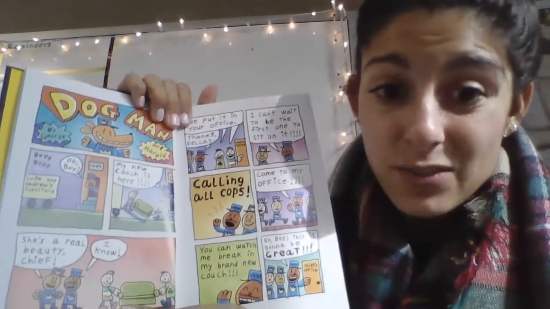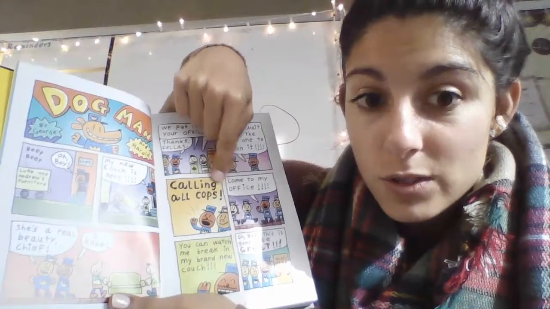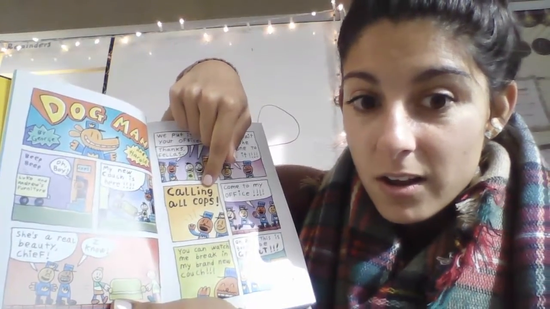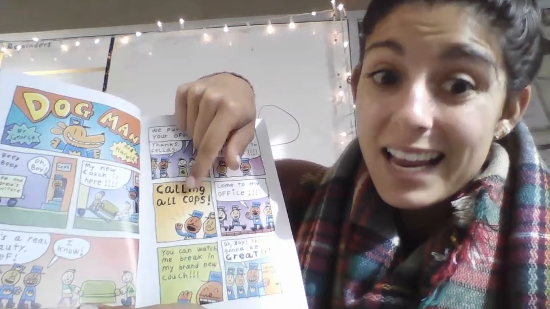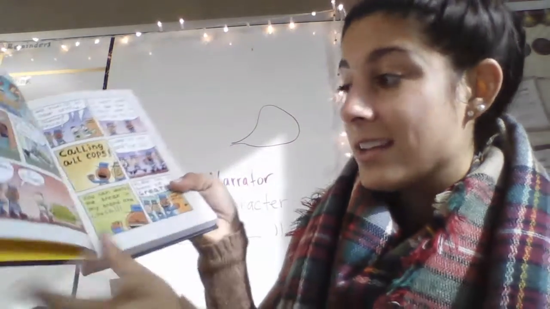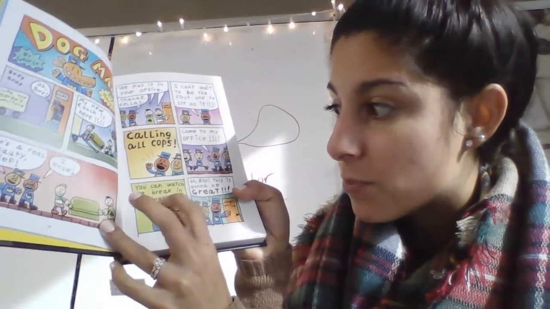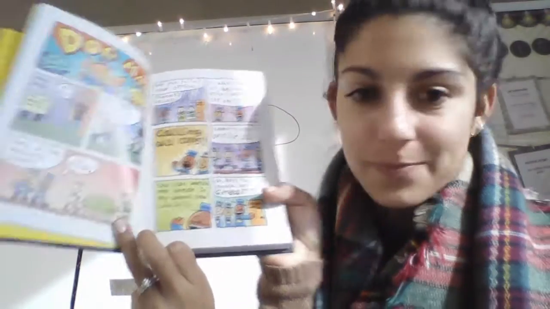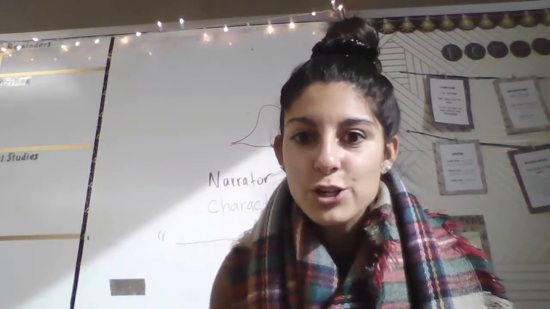And sometimes it doesn't even show a speech bubble. Like in this box, there's no speech bubble, but it's saying, calling all cops. He is saying this. It's just not in a speech bubble. And same with this one. There's no speech bubble, but he is talking. You can watch me break in my brand new couch. So this one is full of talking. It's like all talking pretty much. That I wanted to show you.